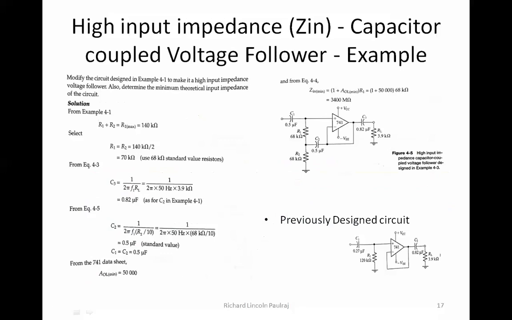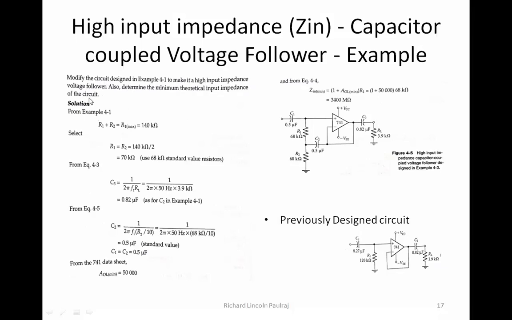So we'll look into one example now, a pretty simple example where we are going to use the previously designed circuit. In a previous problem, we had designed this normal CC voltage follower, but now we are looking at designing, using the same circuit, a high input impedance voltage follower. So this was used previously and we had got these values. Based on this, we're going to continue the example. Modify the circuit designed in the previous example to make a high input impedance voltage follower. Also determine the minimum theoretical input impedance of the circuit.